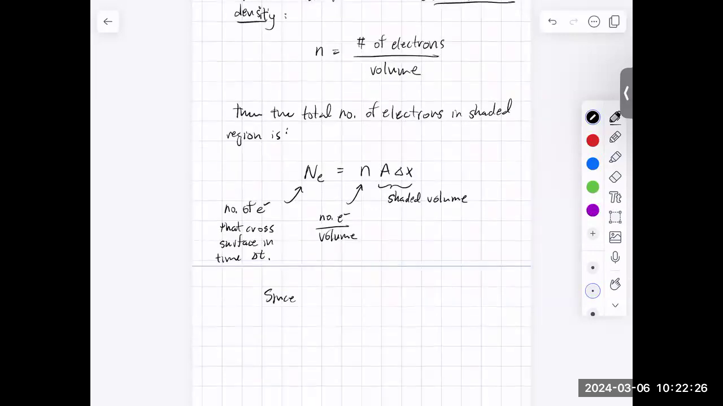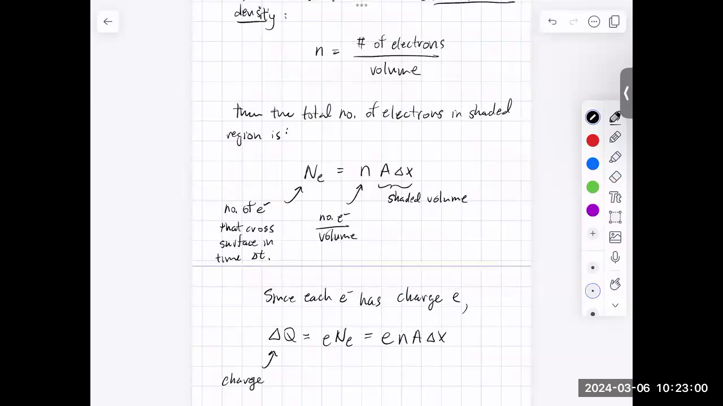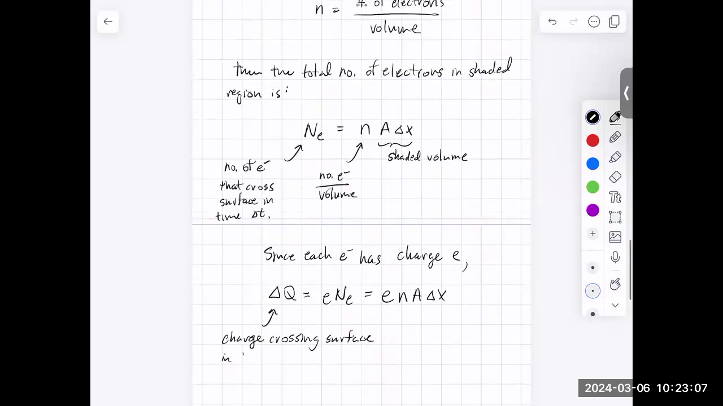So since each electron has charge e, delta Q is equal to e times the number of electrons, which is e times the electron number density times the cross-sectional area times delta X. So this is the charge crossing our surface in time delta T. Okay, so we're pretty close to where we want to be. We have an expression for delta Q.